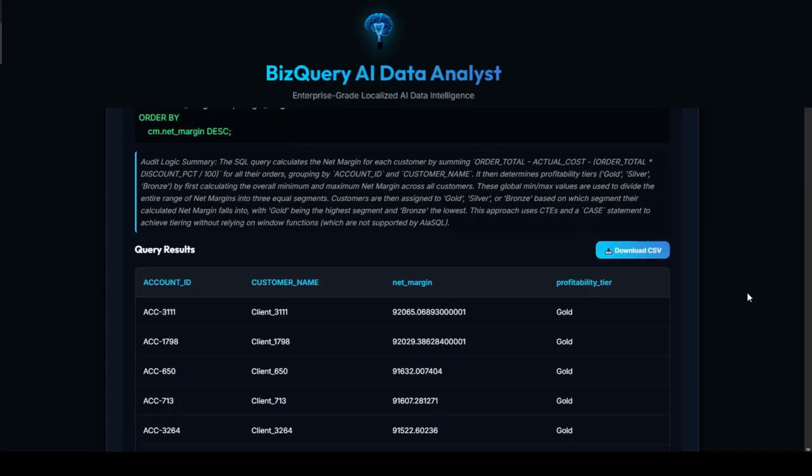BizQuery AI's architecture is specifically designed to recognize the grain of the data. It ensures that every actual cost and order total is accounted for exactly once, providing a high-integrity profitability report that you can use for board-level decision-making without the fear of duplicated numbers.